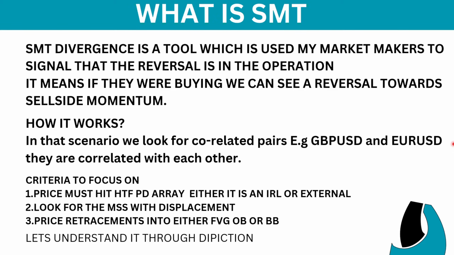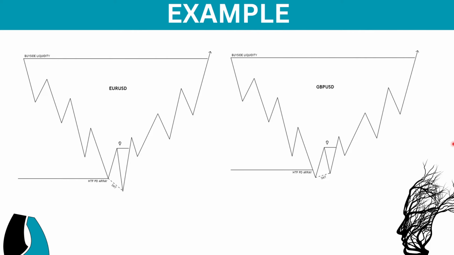Now, look for a market structure shift with displacement and price retracement into either a fair value gap, order block, or breaker block. Let's understand it through depiction. In this example, price touched that high time frame PD array, and then price swept out that low. But if you check another pair, you will find this low has not been swept yet, and in that pair you'll find the structure shift. This is what we call smart money divergence. When it happens, we will find reversals. But we should wait for a structure shift and then a fair value gap or any PD array.